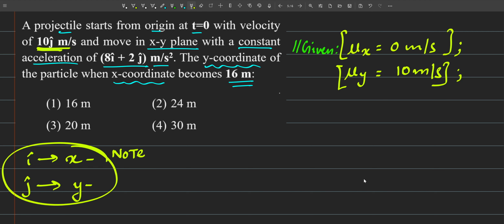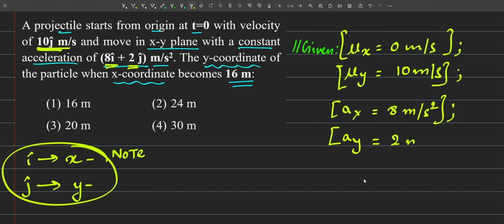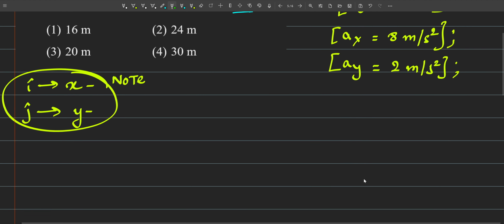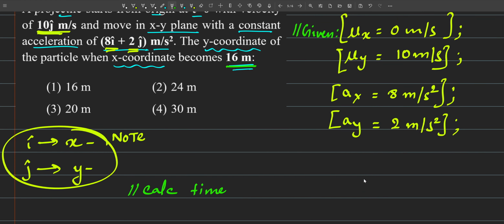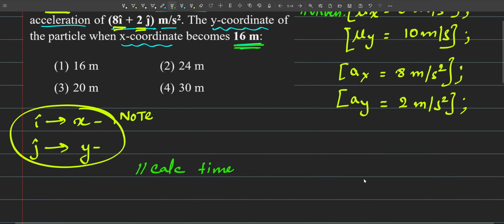And then we are also given acceleration. From here we can find the acceleration we have in two directions. So acceleration in x direction, that is given by 8i, that is 8 meter per second square, and acceleration in y direction is equal to 2 meter per second square. Now what we need to do is find time. So we need to calculate time from the given x coordinate. So when x becomes 16 meter, we need to find that time.